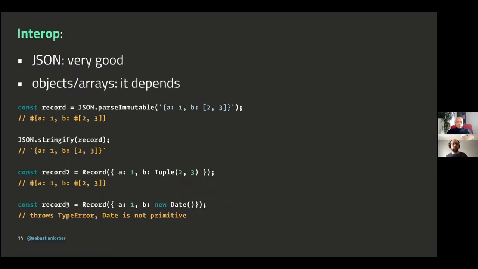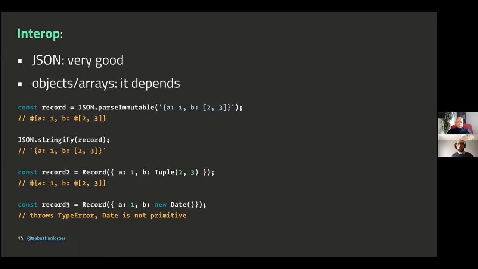So let's talk about interoperability. If you think about it, JSON only has primitive types in it. So basically, you can put a date in the JSON, but if you do, it will be as a number or as a string. And numbers or strings are primitive types. So basically, a JSON object is always convertible to records and tuples because it only contains primitive types. So if you have a payload that comes from your backend through an API, you can always convert this payload to a record because it is JSON.